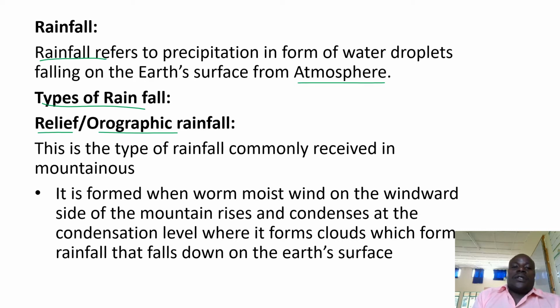Relief rainfall is a type of rainfall commonly received in mountainous areas, areas with many and tall highlands. It is formed when warm moist wind on the windward side of the mountain rises and condenses at the condensation level, where it forms clouds which also form rainfall.